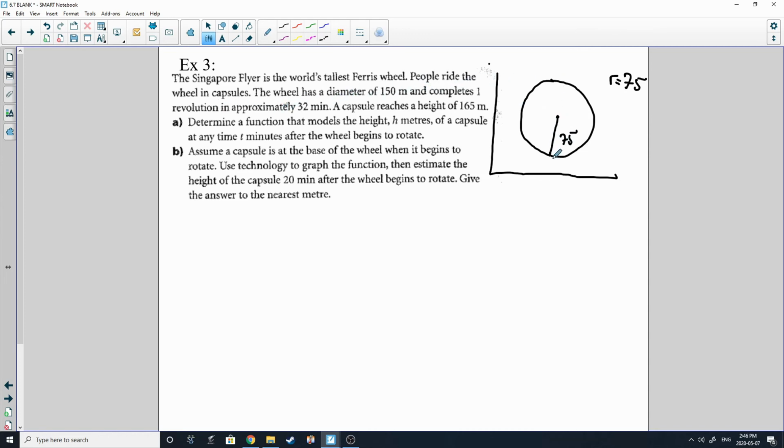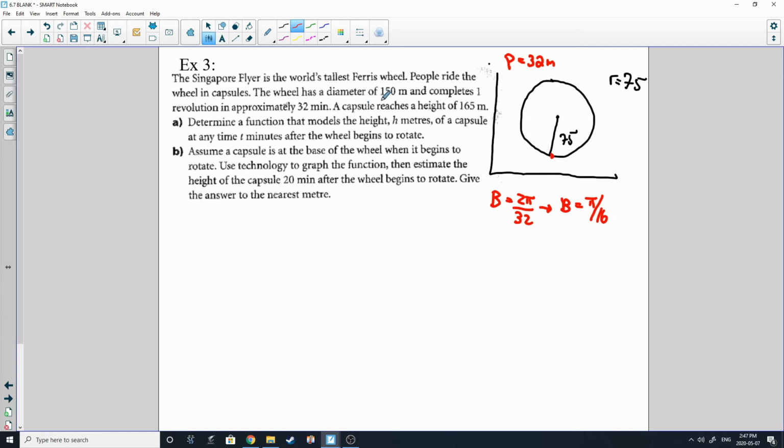So if I start down here at the bottom, after 32 minutes, I've done a full cycle. That would be the period. The period is 32 minutes. We can go find the B value later. Let's just do it right now. It's 2 pi divided by the period. Divide them both by 2, and you're going to get that the B value is pi over 16. So that'll be handy later.